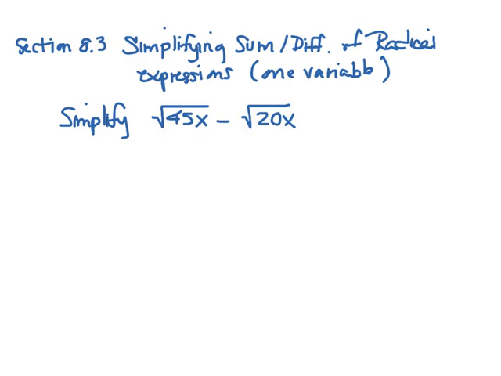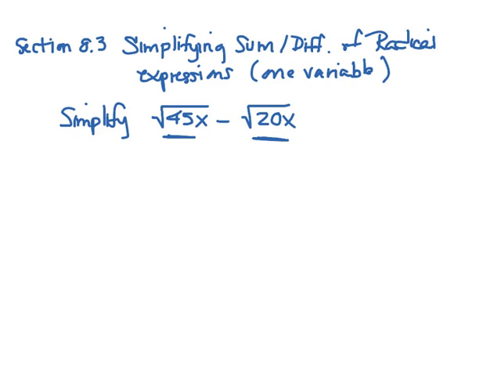Okay, now we're going to be simplifying the sum or difference of radical expressions that have one variable in it. The rules are no different from just adding or subtracting square root terms. So whatever is underneath the radical has to be the same. In this case, it's not the same, but we'll go ahead and simplify to see what we can get.